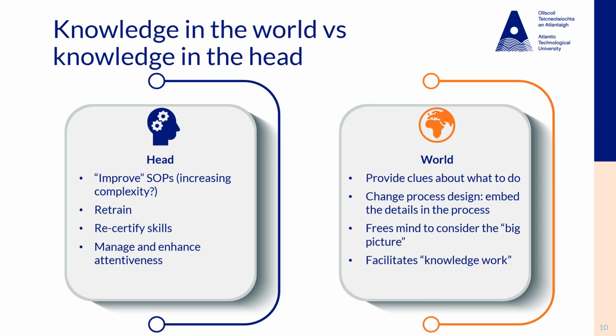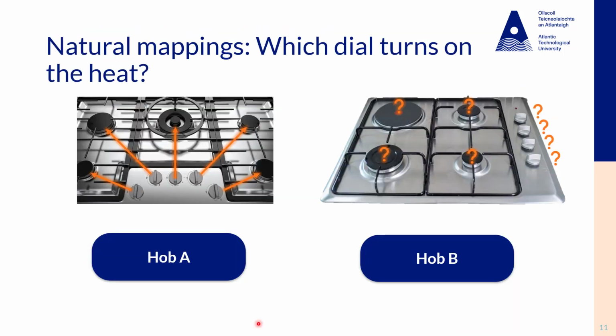So let's look at some examples of that. So as you can see on these two examples of hobs, we have natural mappings. So hob A is a one-to-one mapping if we want to turn on the ring, whereas over hob B we don't really know. Now there is a design constraint that uses up some very valuable space here, but you can see the concept that Don Norman was describing of putting knowledge in the world.